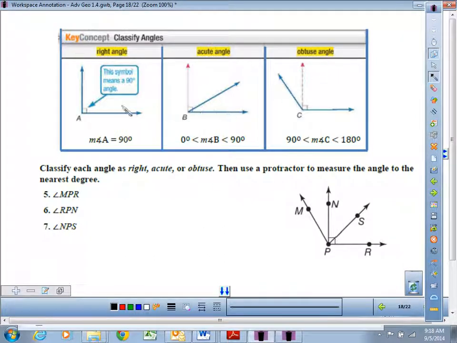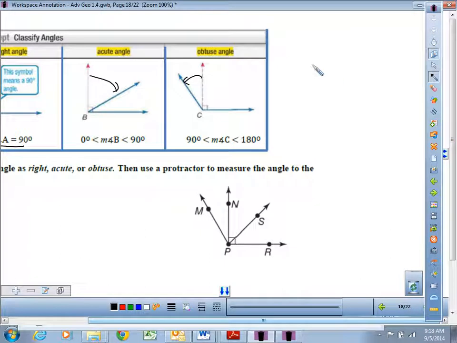We'll look at a right angle, which is equal to 90. We will look at an acute angle, which is anything less than 90. And we'll look at an obtuse angle. Obtuse is anything that's above 90 degrees, but less than 180. We could, if we wanted to, throw a third one in there, which is a straight angle.